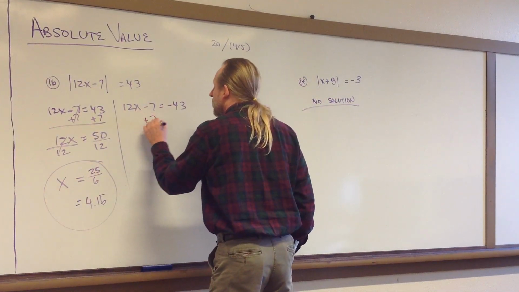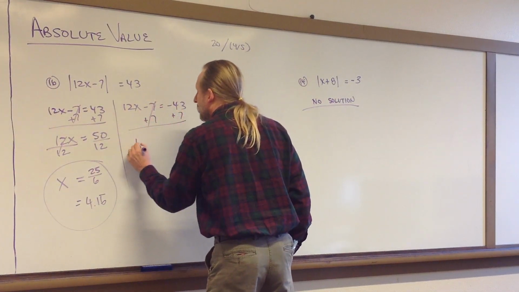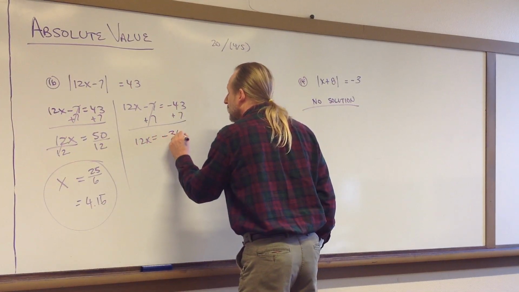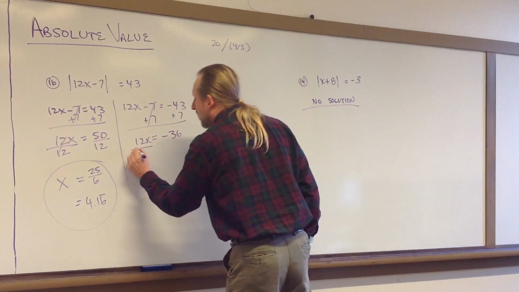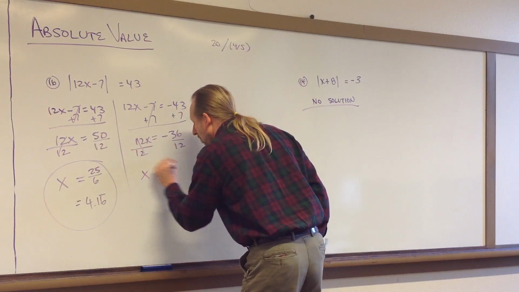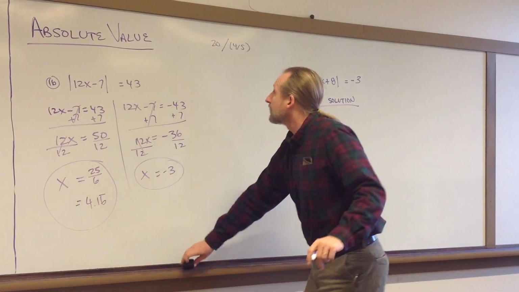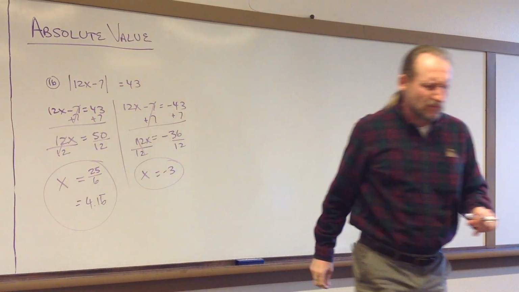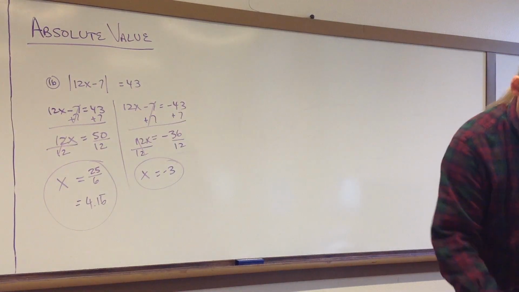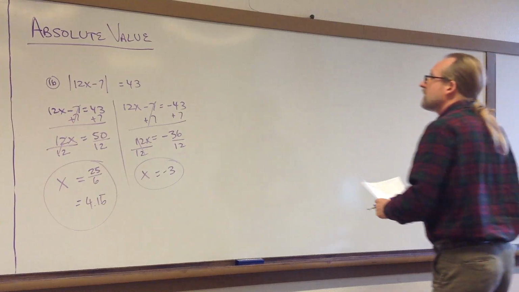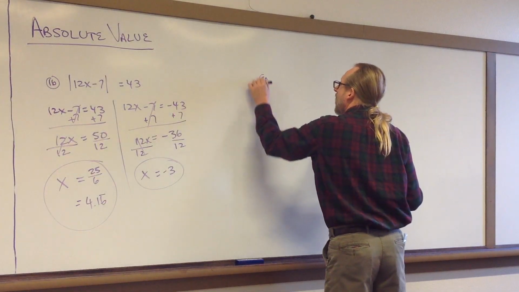And over here, we'll add the 7. 12x is going to be, what, negative 36. And then divide on both sides by 12. X would be negative 3. Okay, let's see what else we get here. Well, let's look at problem 20.